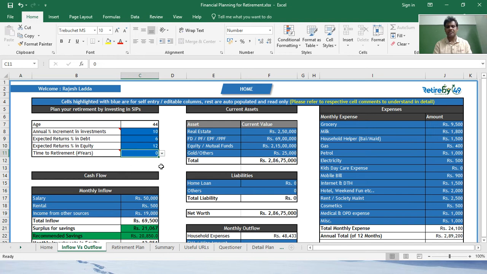And here is the last item, the time to retire. You have to decide when you are planning to retire. This sheet will tell you whether you will be able to retire by that time or not. You have an option to choose from 0 to 30, whichever fits you. You can take up this one.